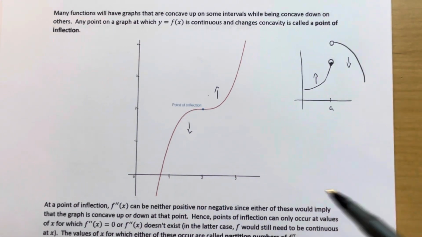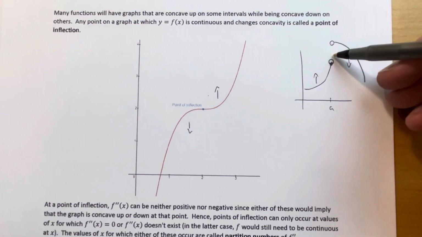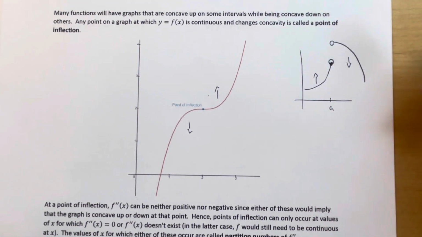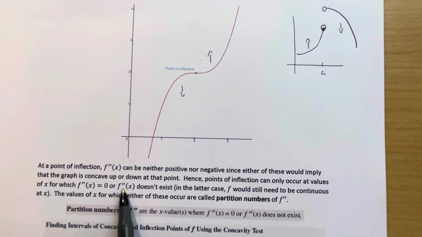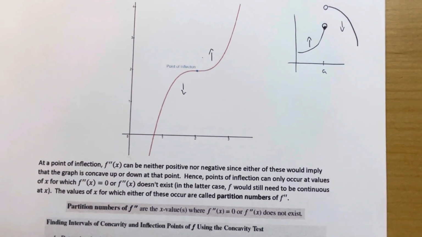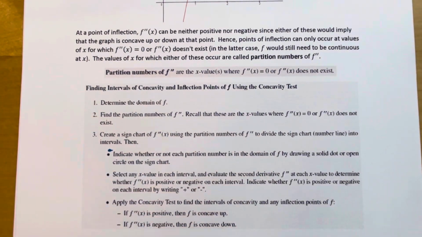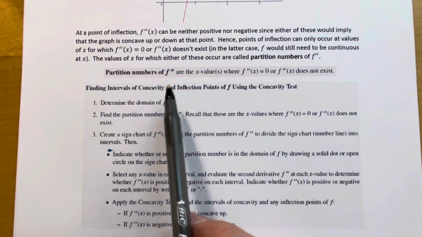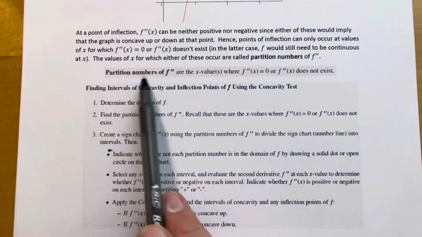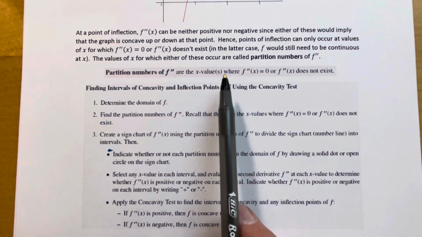So to account for either of these situations, remember, if a function is not continuous somewhere, then it's also not differentiable there, and so it certainly wouldn't have a second derivative either. So that still falls under the category of the second derivative not existing. To summarize this, we define these things called partition numbers. Now, we've already seen partition numbers of f prime in the previous section. These are partition numbers of f double prime. And notice they're defined in a similar way.